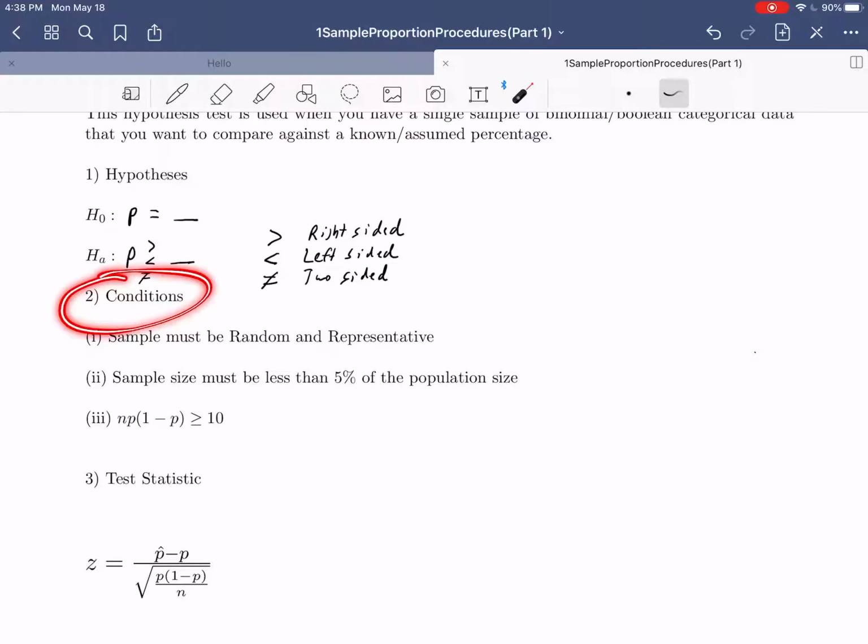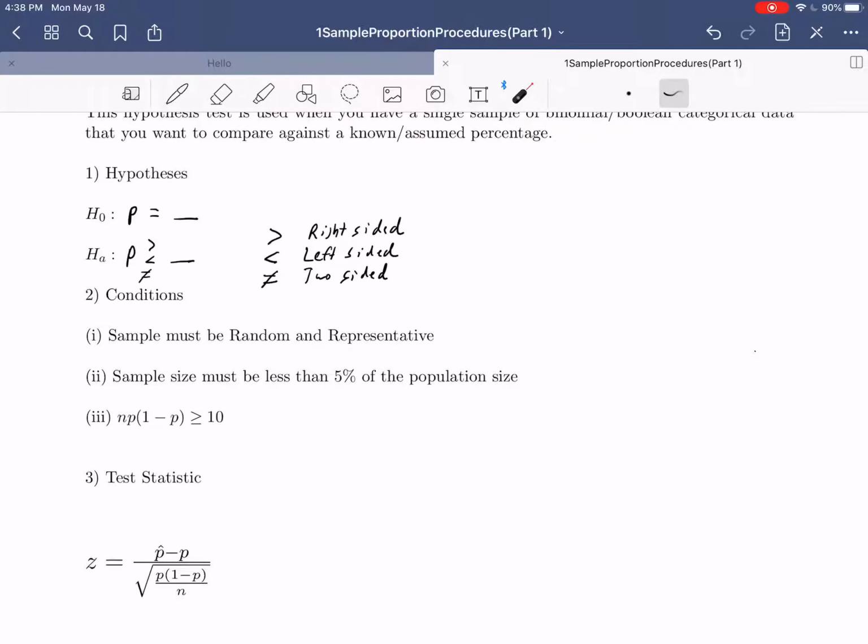All right, we'll have a set of conditions. First two conditions should look identical to the conditions we've been doing beforehand. The sample must be random and representative, and the sample size must be less than 5% of the population size. To be honest, these two conditions you guys are going to see a lot anytime we're introducing a new procedure. That third condition is going to change a little bit, though.